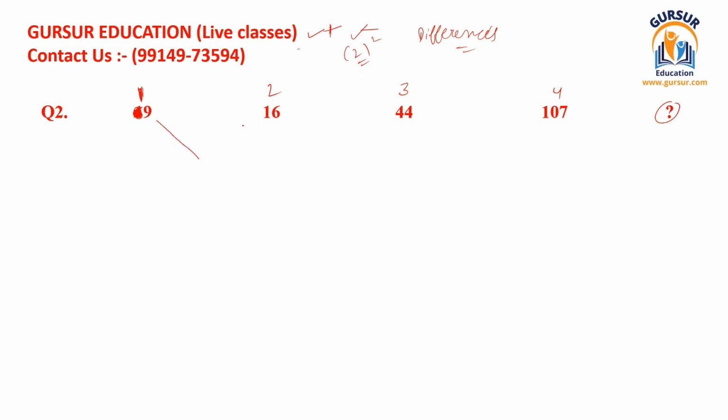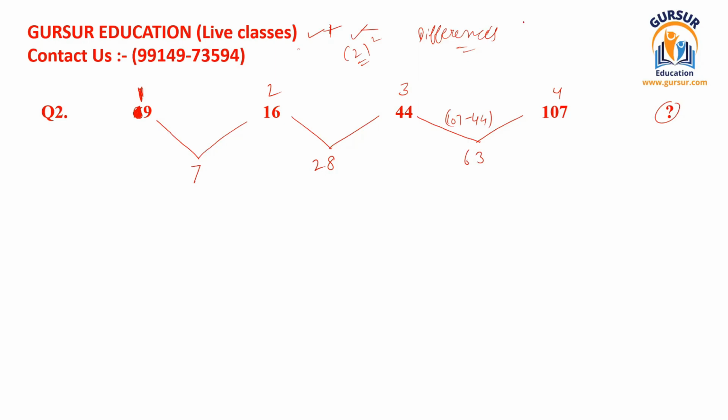So the first difference is the difference of 7. How did I get the difference? 16 minus 9. The second is a difference of 28. 44 minus 16 is 28. And the third one is the difference when I subtract 44 from 107, then I get the value of 63. Now I feel that this question is not going to be difficult further, because we are not supposed to find the further differences.